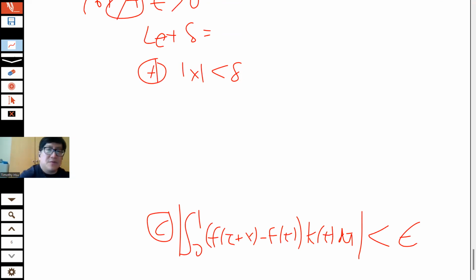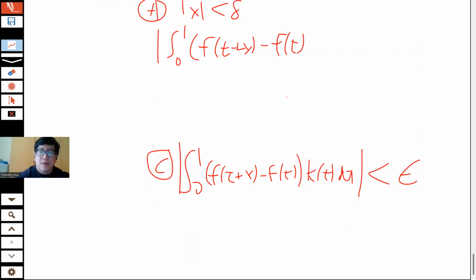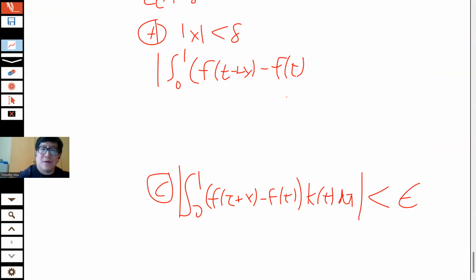So we start. When we do this proof, we're going to start off by looking at this integral estimate of f of t plus x minus f of t, times K of t dt. I don't think I left enough space here, but that's life. I'll figure something out.